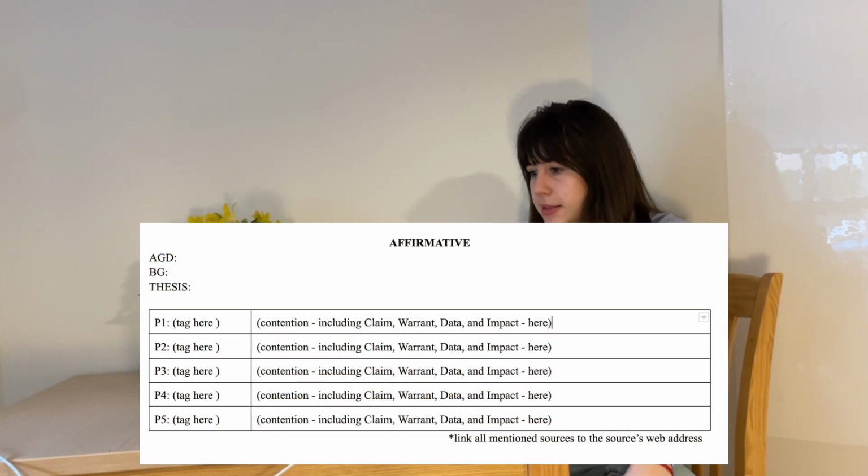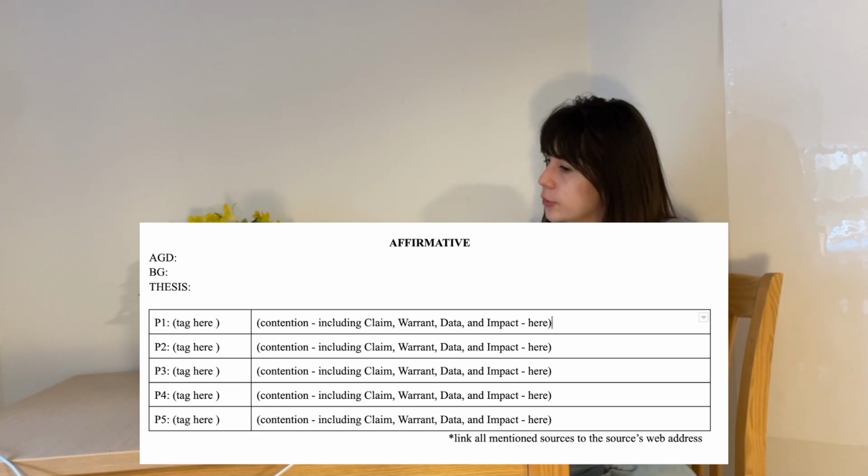So below that thesis, you're going to see this little table that has P1 through P5 in the left-hand column with a tag. Those tags, again, are the same tags that are in your thesis. That's just a 1 to 3 word gist, very broad strokes of what it is that your claim is asserting. In that second column, you're going into the contention. So that is your claim, warrant, data, and impact, all within that one box.